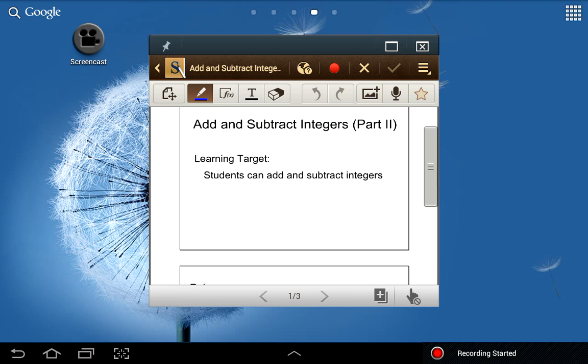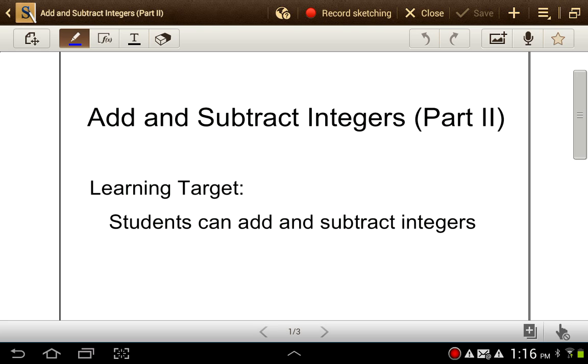Okay guys, here's our video for add and subtract integers, part 2. So we're continuing with our ability to add and subtract integers. One thing that hopefully you think about when we're adding and subtracting integers is, what are the numbers? All of our problems are actually addition problems.